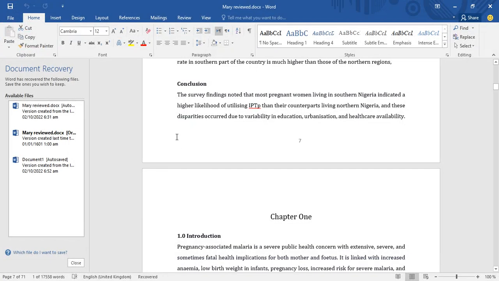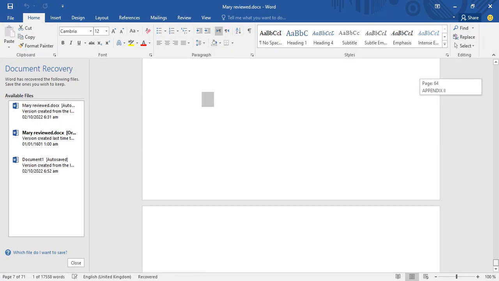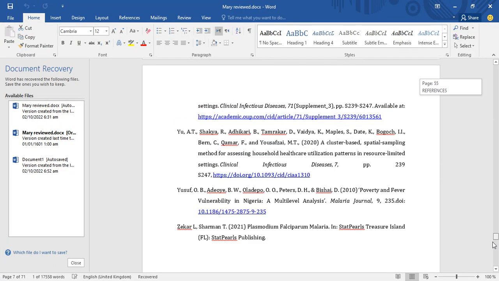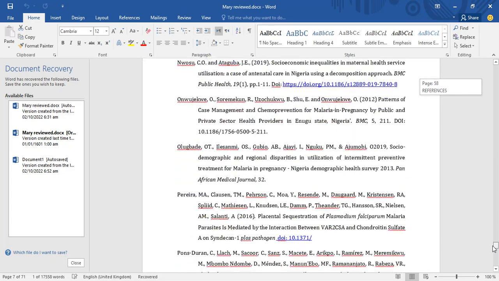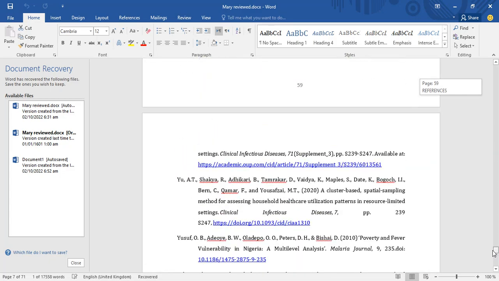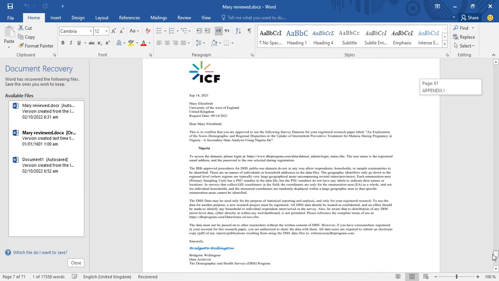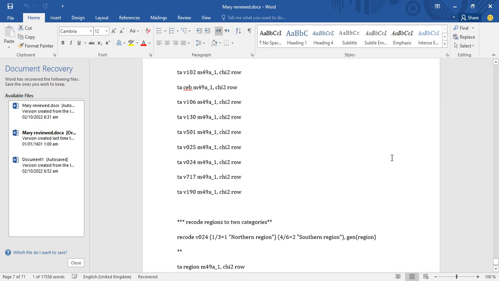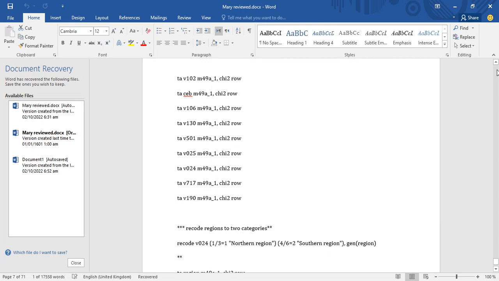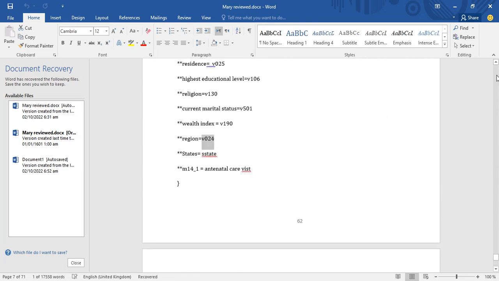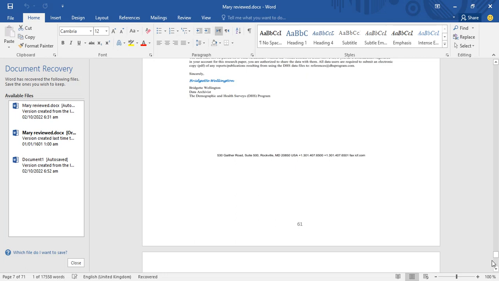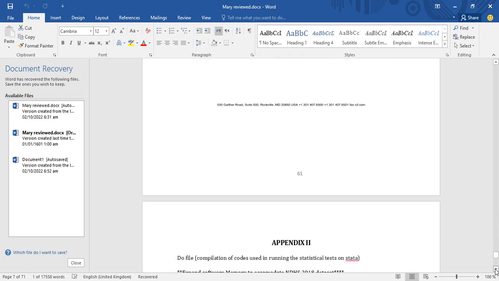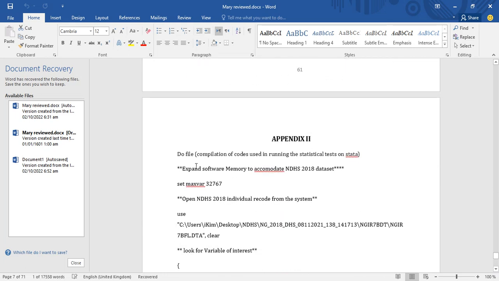If you remember the file I gave to you, at the end of it, there is something called the do file section, where the codes that were used to generate the analysis were written. So let's go through it one after the other, starting with the memory expansion.